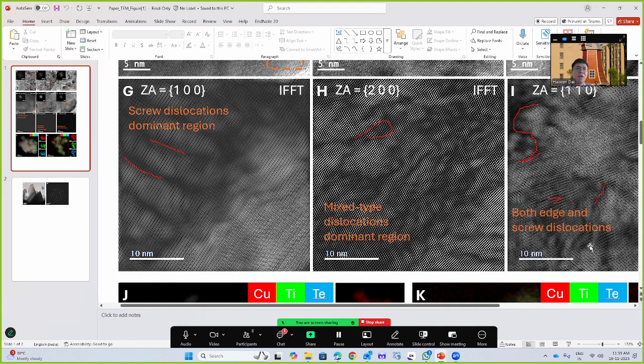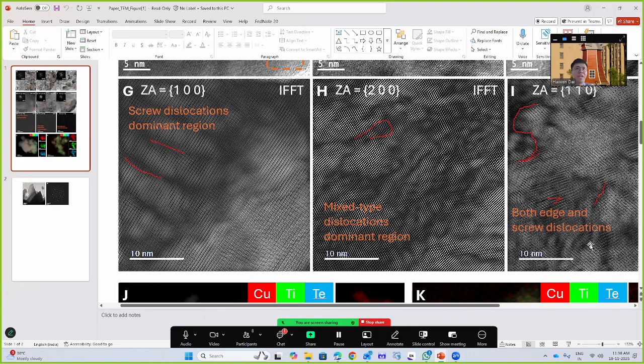If I go into these places and look closer, or calculate the Burgers vector, either method can work. We will find that region G is very rich with screw dislocations, region H is very rich with mixed type dislocations, and region I is very rich with both edge and screw dislocations. That is the observation from all three high resolution images and the IFFT.